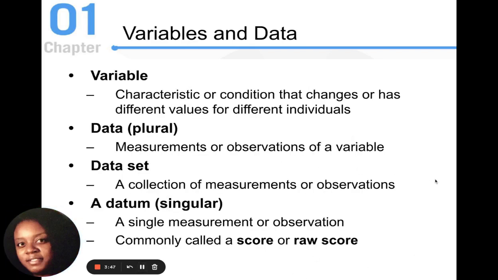Some other terms that you have to be familiar with is a variable, which is a thing, a characteristic or a condition that can change, or it can have different values for different individuals. So I always tell students that a variable is just a thing. It's a thing that can be different for every person.